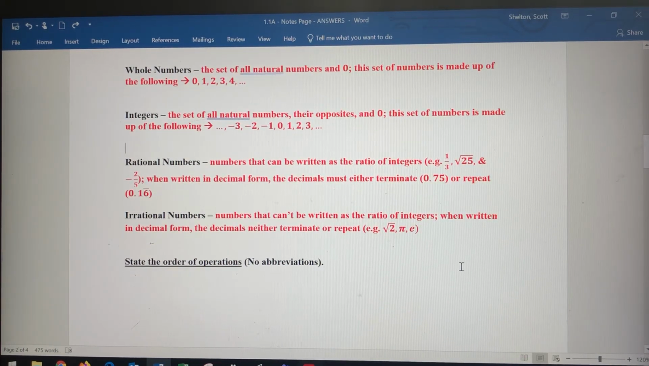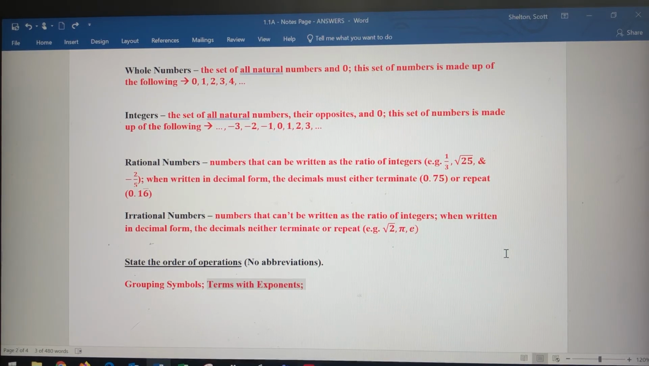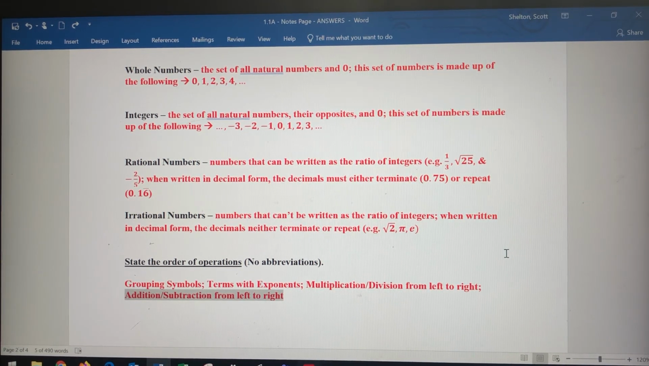State the order of operations. Quickly, I want to go through this. First off, I'm not going to use one of those memory tools here. You guys, by this time, you should know the order of operations. Grouping symbols, not just parentheses. The more complicated math you get into brackets, you get into curly braces, and so on. So we want to call those grouping symbols, not just parentheses, okay? Next is any term that has exponents attached, all right? Then we do multiplication or division from left to right. And then we do addition and subtraction from left to right, okay?